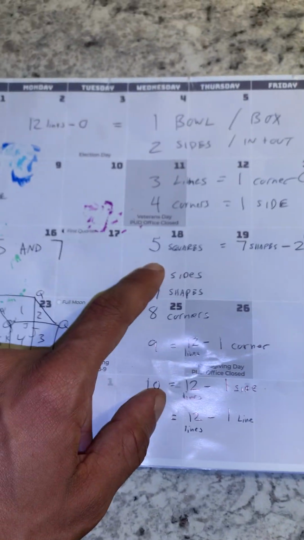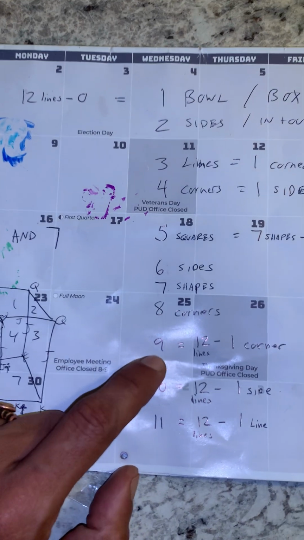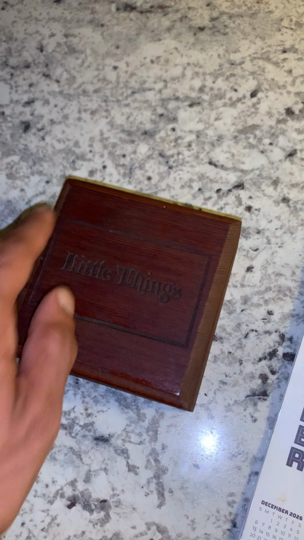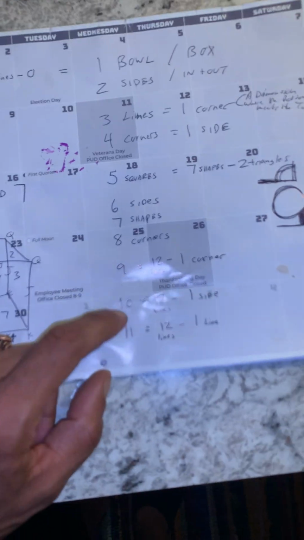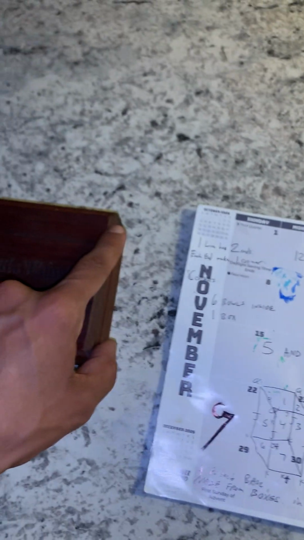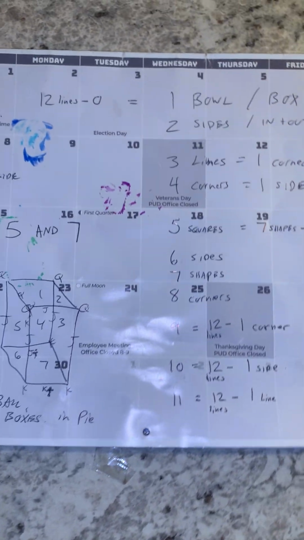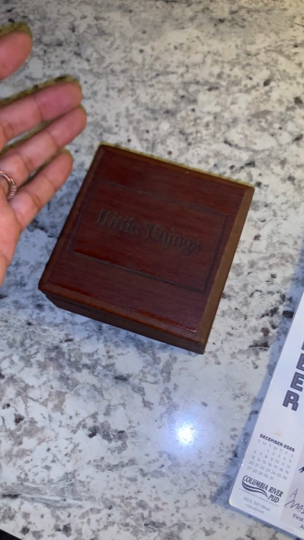So 6 sides to the box. 7 shapes here in the diagram. 5 of the shapes are squares, minus the 2, which is another shadow 2. 8 corners: 1, 2, 3, 4, 5, 6, 7, 8. And then you get into the 9, 10, and 11. The 9 is when you stand in a corner, that minus 3 lines. The 10, excuse me, is when you set the box down, you lose a side. So that's 2 face cards make 1 side.